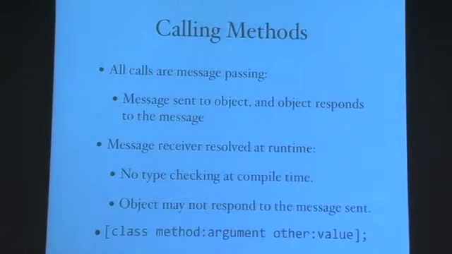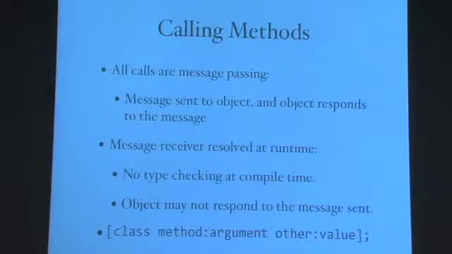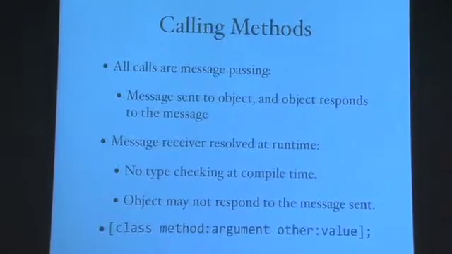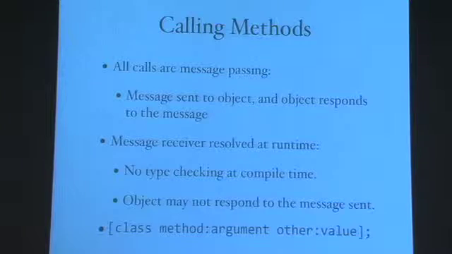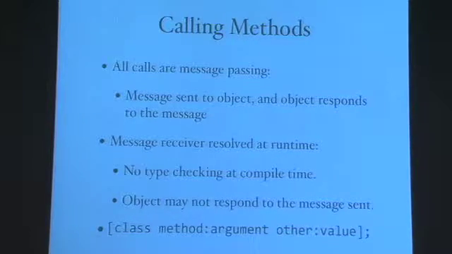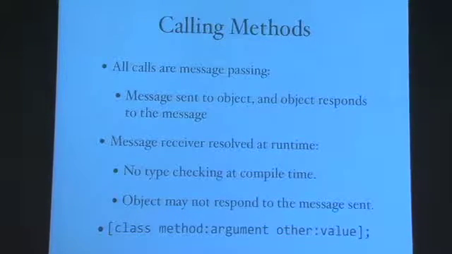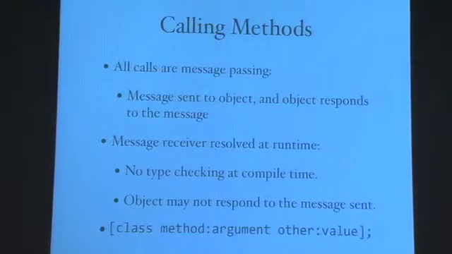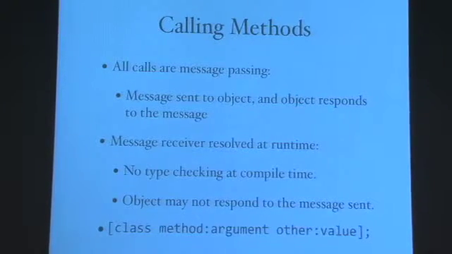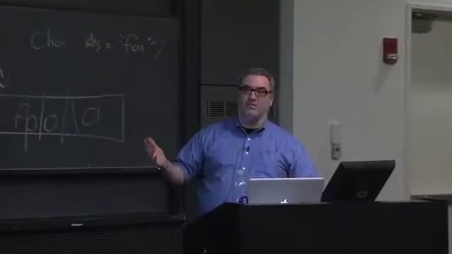Again, all calls are message passing. Nil accepts any message that you send to it. And because the message receiver is resolved at runtime, there's no type checking or anything. You can send whatever you want in the code. You will get some warnings, and I'll generate some of those in the example to show what I'm talking about. That gives you a hint that the object may not accept the message that you're sending to it, but there's nothing stopping you from doing it.